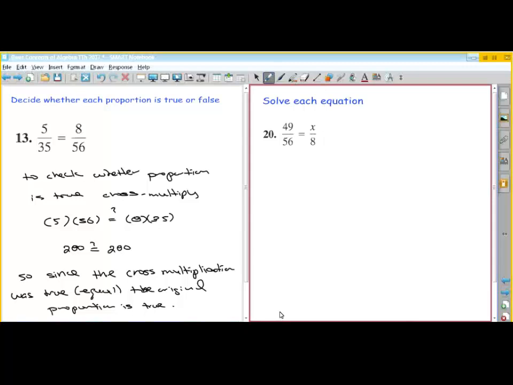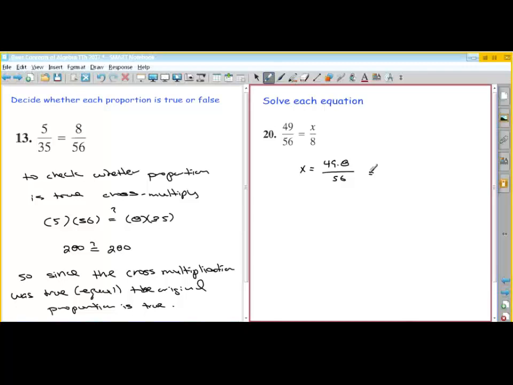Now to solve for the unknown variable, you could cross multiply, but I'm going to use my technique that I just talked about, and I'm going to solve for x. To solve for x, I need to move this to the other side. Because it's a ratio, I can just move it directly, so I'd get 49 times 8 divided by 56. And then I can just do that in my calculator.